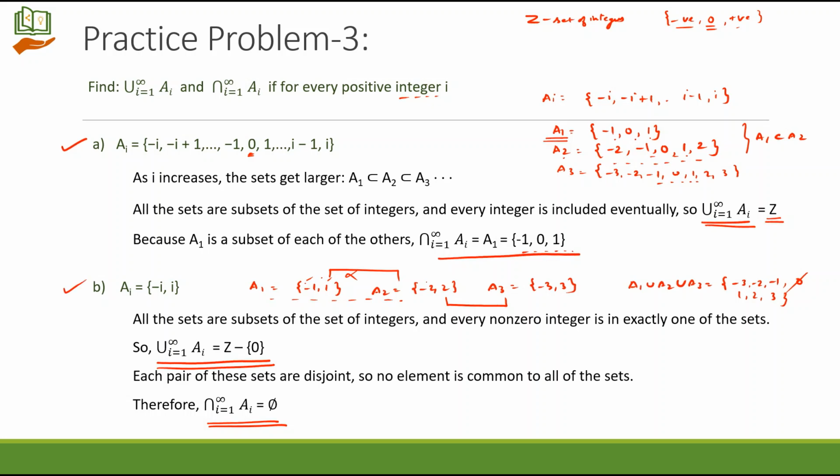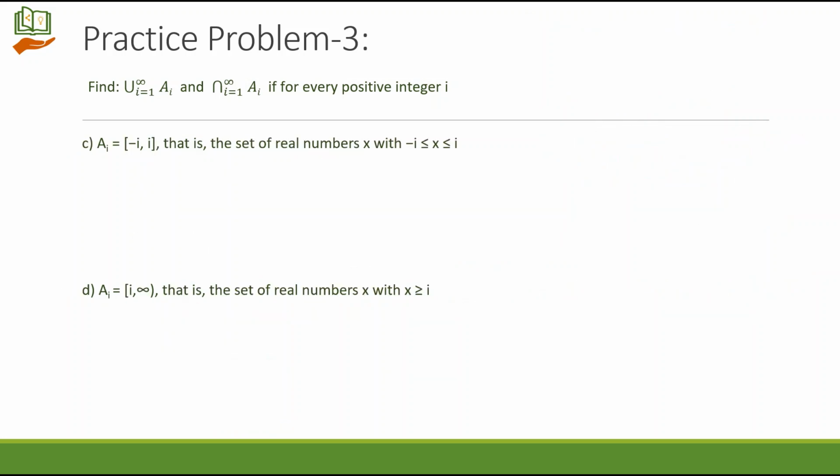So far we have dealt with the set elements because this particular notation is about sets. Now we are going to work with intervals. Ai is equal to closed interval minus i comma i. That is the set of real numbers x with minus i less than or equal to x less than or equal to i. The positive integer notation is only for this particular i, not for the elements in the set.